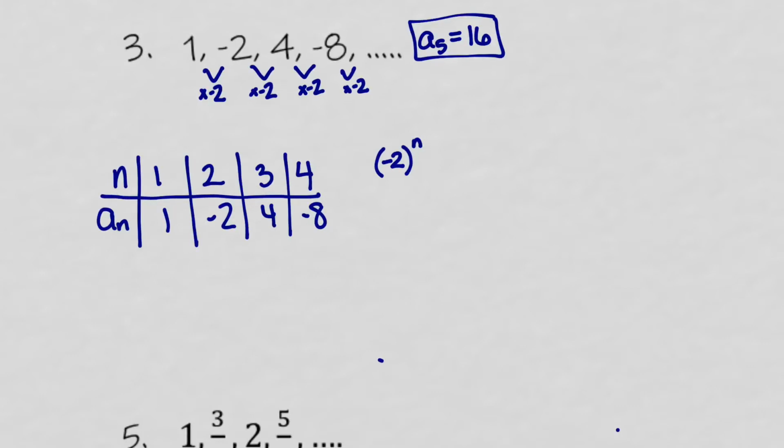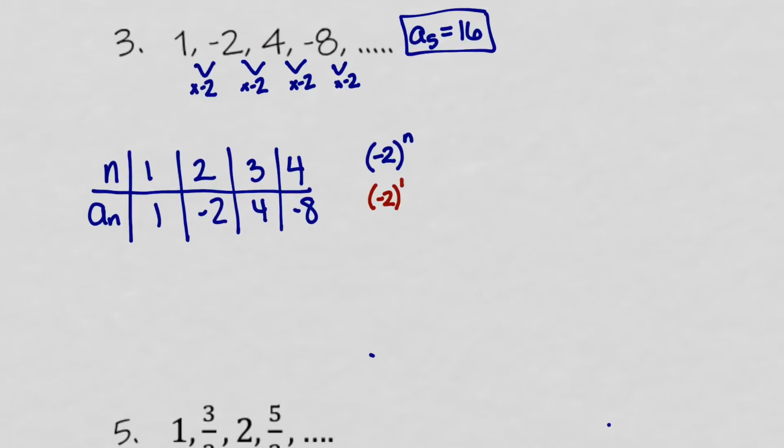So if I say negative 2 is my base, it does have to be in parentheses because that negative is being squared. That's how the sign is changing. It went to positive, negative, that kind of thing. But my first n is 1. Well, if I do that, I actually get negative 2 as my answer. And it needs to be a 1. Well, we know if we take anything to the 0 power, we are going to get 1 as our answer.